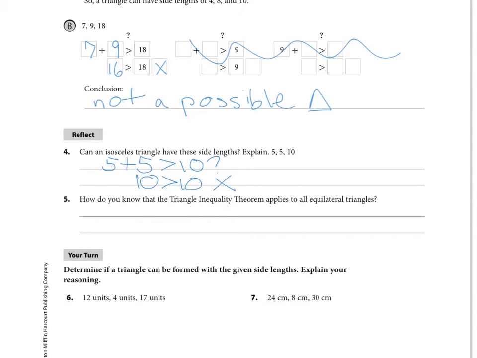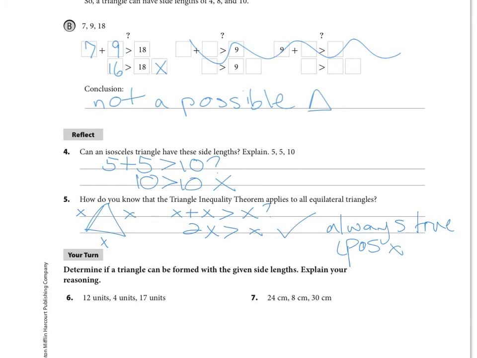So number 5, how do you know that the triangle inequality theorem applies to all equilateral triangles? If we just did a quick little sketch of an equilateral triangle here, we know all equilateral triangles have the same side length, but even if we don't know their side length, let's just call it x. So any two sides is always bigger than the third. We would say x plus x has to be greater than x, and we're asking, is that true? Well, 2 times any positive number is always going to be bigger than a positive number, so yes, that is always true. And again, be careful that that's always true when you're talking about positive x values.